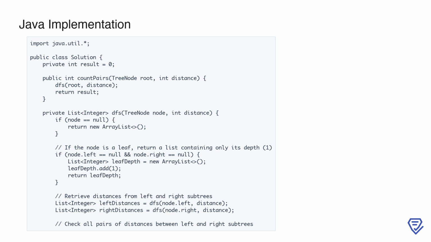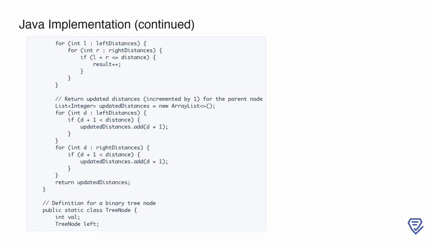For non-leaf nodes, we recursively calculate the distances from the left and right subtrees by calling DFS on the left and right children. This sets the stage for evaluating the distances between leaf nodes in the left and right subtrees. Now, we evaluate all possible pairs of distances between the left and right subtrees. For every combination of distances from the left and right lists, we check if the sum is less than or equal to the specified maximum distance. If it is, we increment the result counter because we've found a valid pair of leaf nodes.